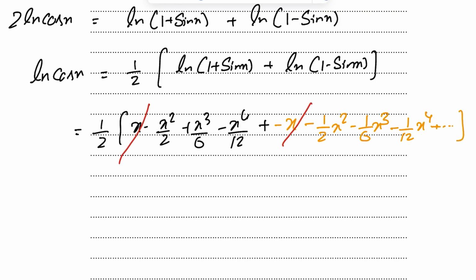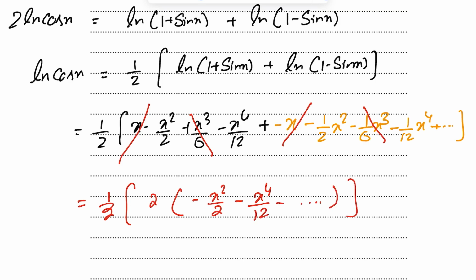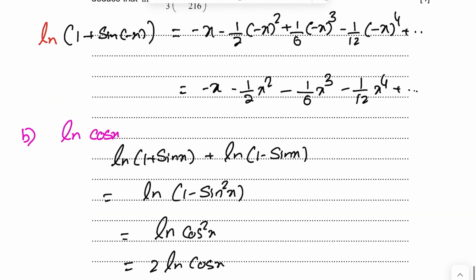x and x get cancelled, x power 3 and x power 3 get cancelled. Now I have 1 upon 2 times, all the even powers are 2 times negative x square upon 2, minus x power 4 upon 12 and so on. So the 2 will get cancelled and the final answer is negative x square upon 2, negative 1 upon 12 x power 4 and so on. That's going to be ln cos x.